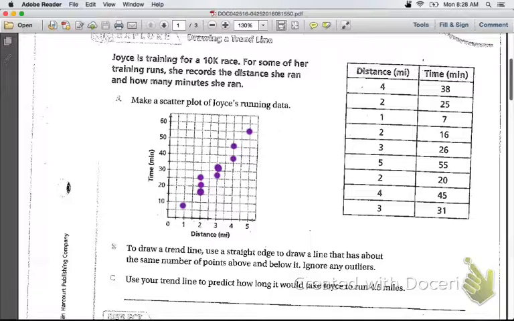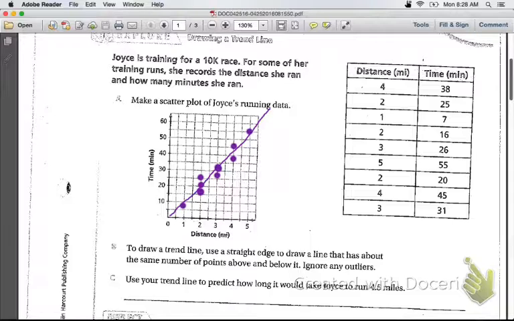And we want to draw the line that has about the same number of points above and below it, and ignore any outliers. It's going to be very hard to do on this presentation, but I'll do my best. All right, again, straight edge works best. But you want to use about the same number of points above and below it.